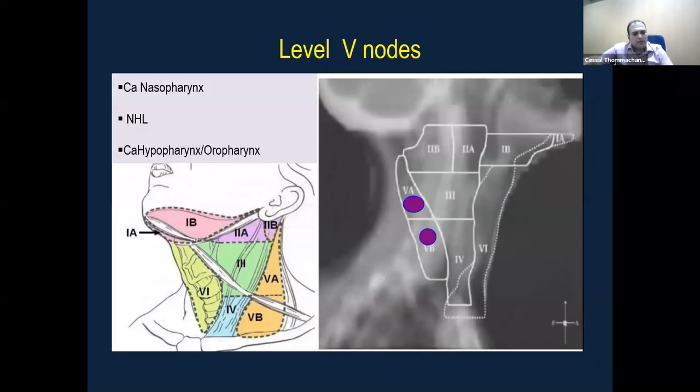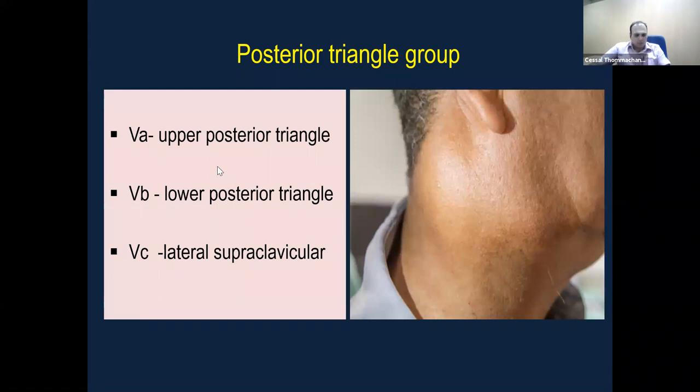Okay. Now coming to the level 5 nodes. Level 5 nodes are again divided into level 5A, 5B, and 5C. I have already mentioned that it is seen in CA nasopharynx, non-Hodgkin's lymphoma. Rarely, if you have bulky level 2 and level 3 nodes, you can have level 5 nodes from CA oropharynx and CA hypopharynx. So 5A is the upper posterior triangle nodes, 5B is the lower posterior triangle nodes, and 5C is the lateral supraclavicular nodes. The 4B, which we will discuss later, forms the medial supraclavicular nodes. The lateral supraclavicular is called 5C, and the medial supraclavicular is called 4B.